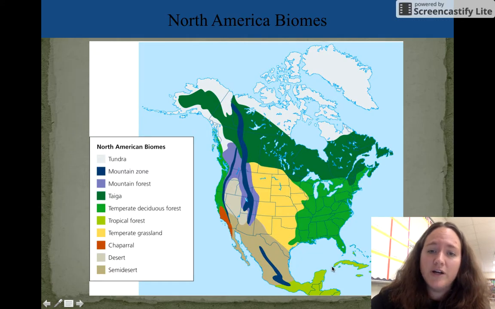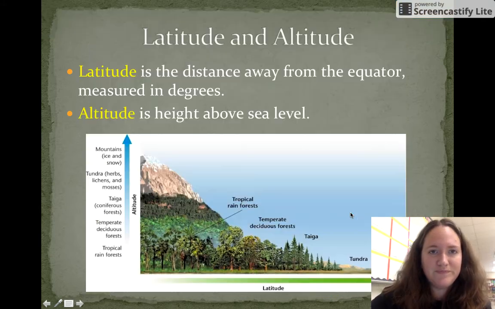So here is North America. The reason I wanted to show you this is here is us over here in North Carolina. So we are the temperate deciduous forest. Please make a note of that. You should know that we are the temperate deciduous forest. That will come up at other times.